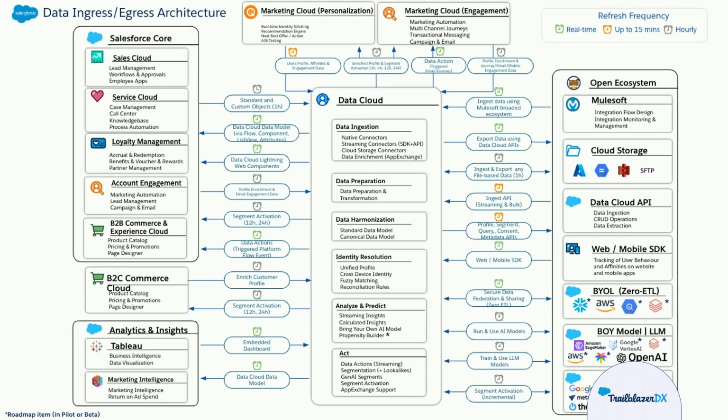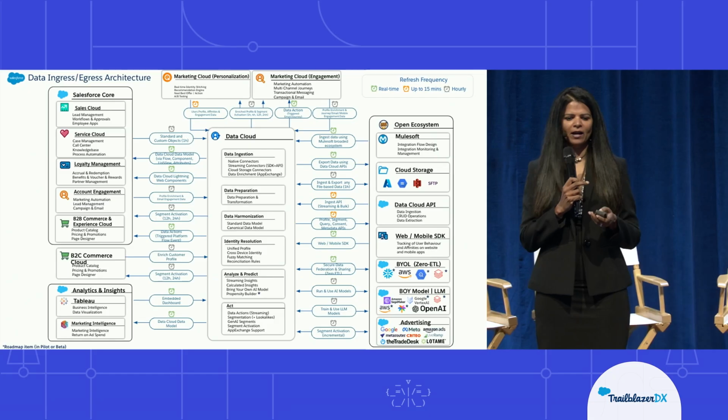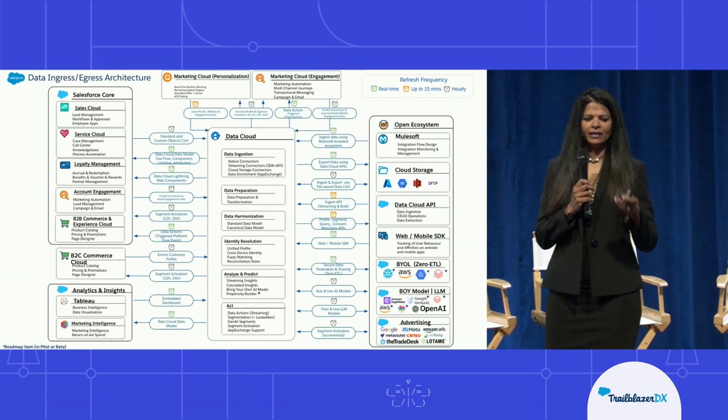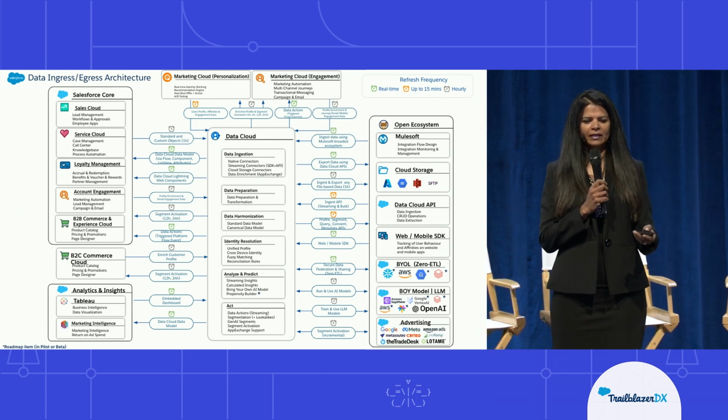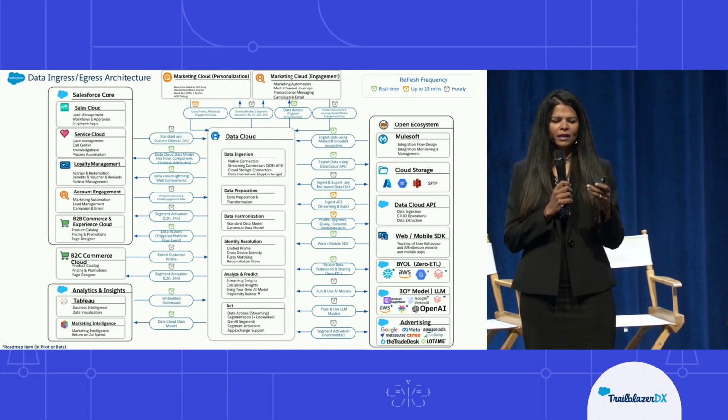Now, this is something I'm going to hope that everybody memorizes. No, I'm just kidding. So this actually is going to show you all the ingress and egress patterns. So you have your native connectors, your ingestion API, your BYOL, and then we bring the data in, and then how can we now get that data out? We have MuleSoft that's going to allow you to bring the data in. We can use MuleSoft to get data out.